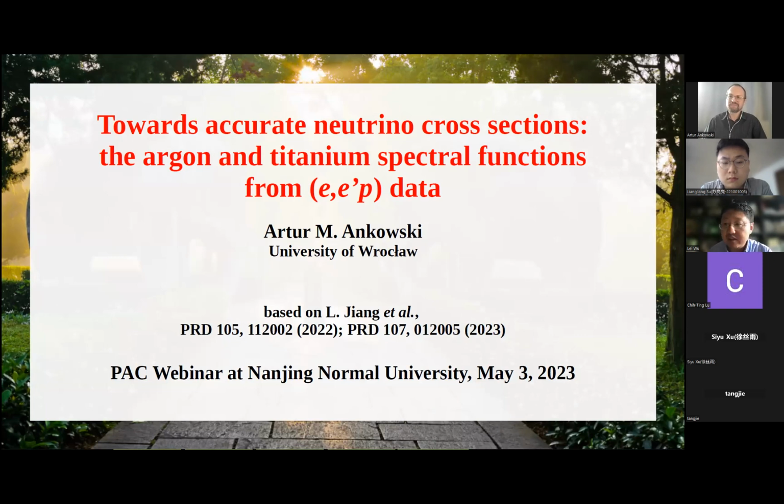Professor Ankowski received his PhD from the University of Wrocław in 2008 and constantly served as an assistant professor there. His research focused on the study of nuclear effects in neutrino and electron interactions and their impact on accelerator neutrino oscillation experiments. Ankowski has made great contributions to the field through his precise calculations of neutrino-nucleus cross-sections, which have been incorporated into several Monte Carlo neutrino event generators, such as GENIE and NEUT. I think these are very famous packages and software for the neutrino community. Okay, now let's welcome Professor Ankowski's talk.